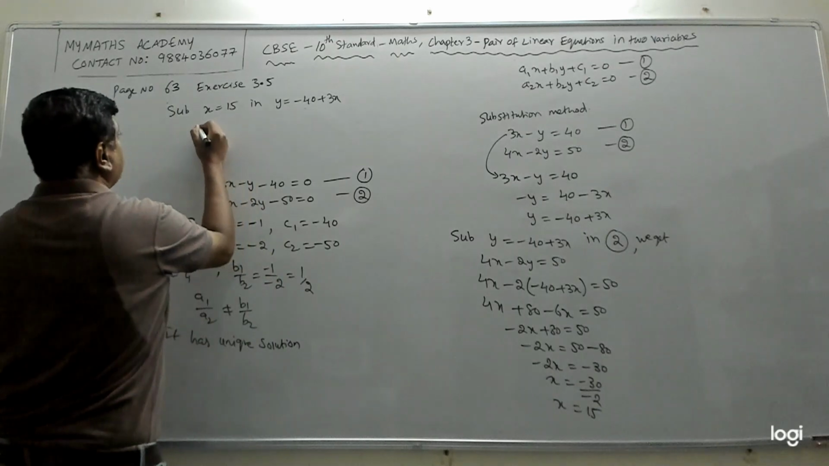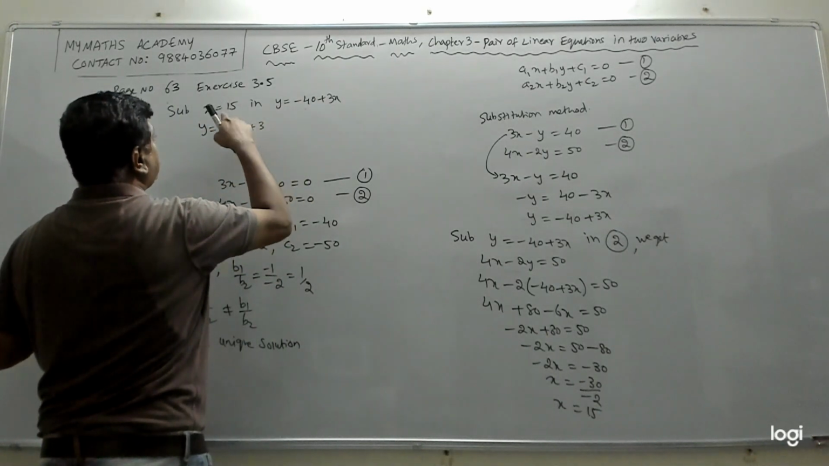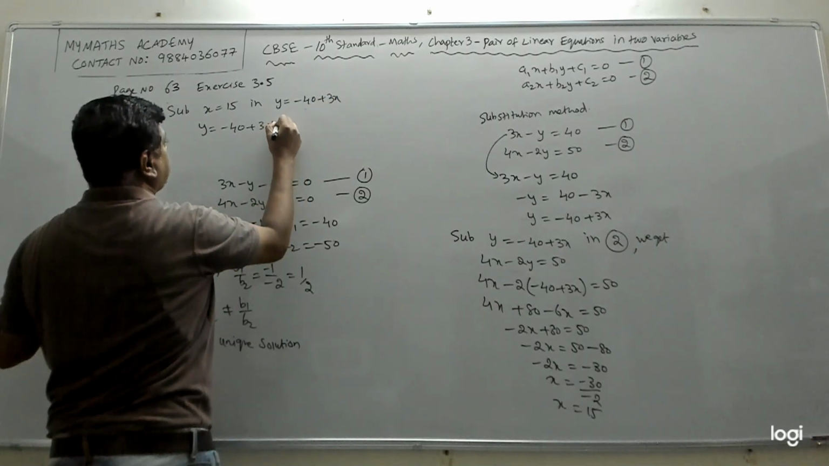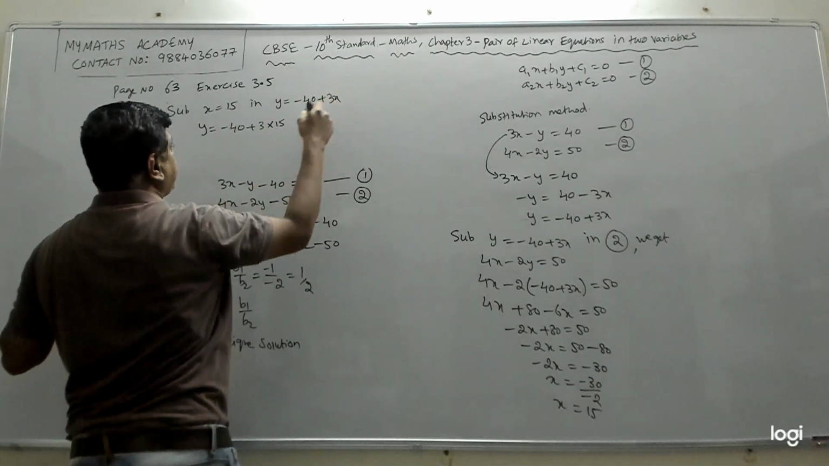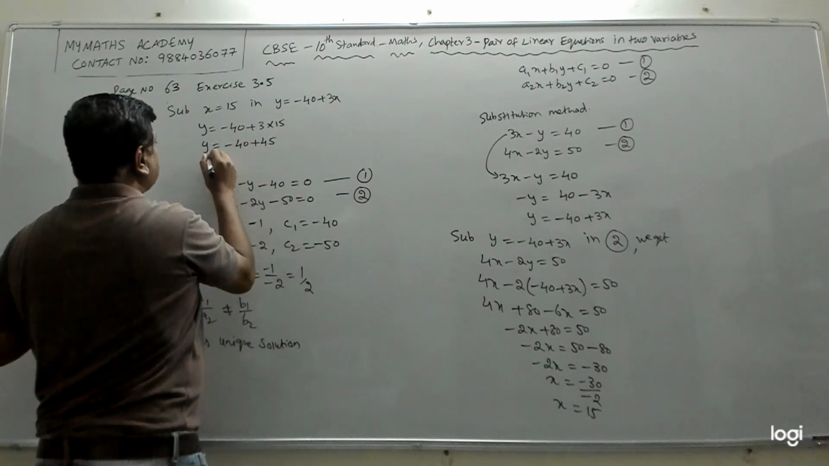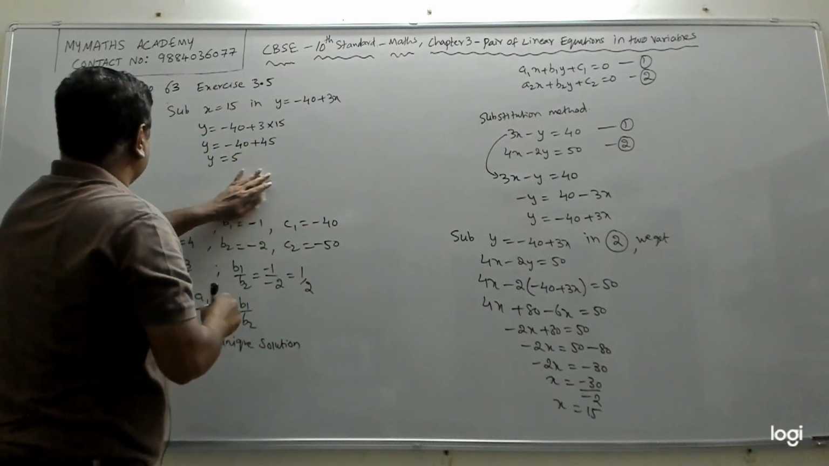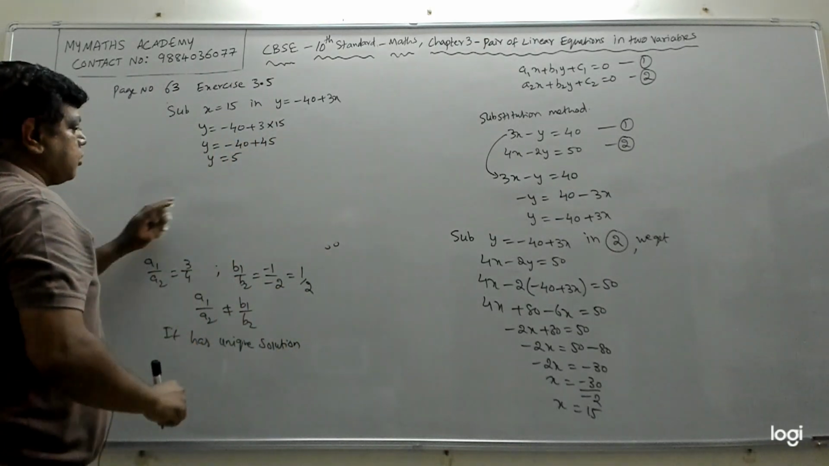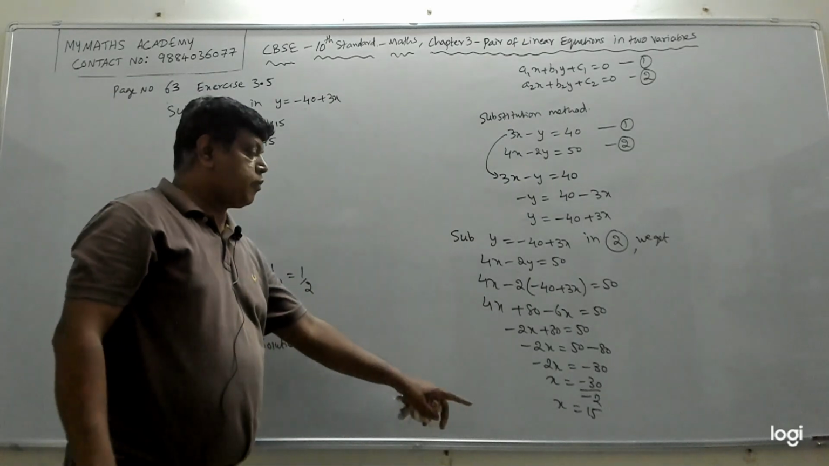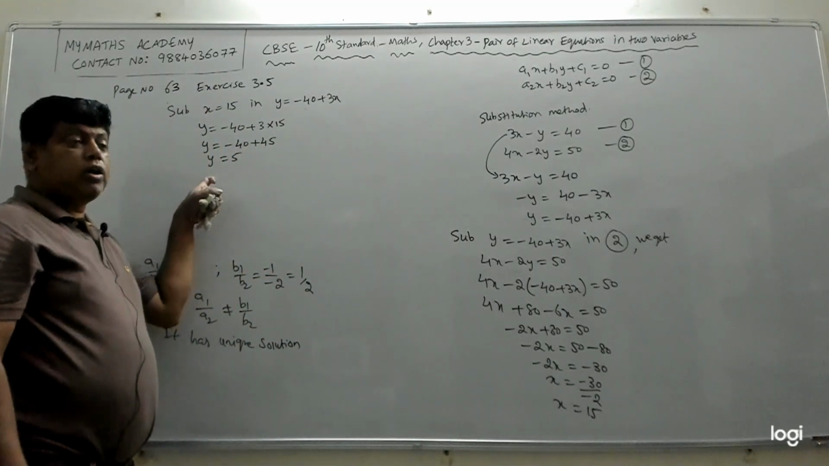So y equal to minus 40 plus 3 into, in the place of x I am substituting 15. So y becomes minus 40 plus 45, which means y is equal to 5. Clear? So we have got x and y. The number of questions he answered correctly were 15. The number of questions he answered wrongly were 5.